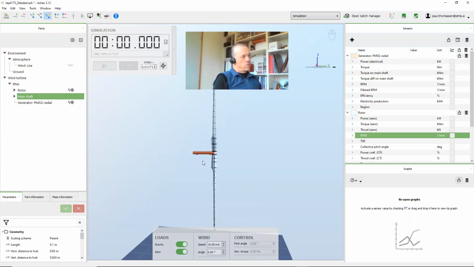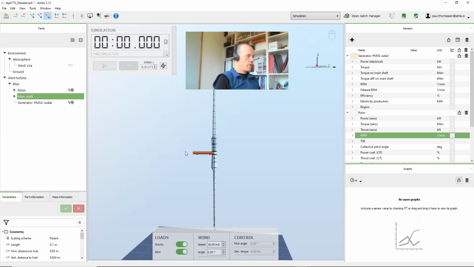And the main shaft is the part connecting the rotor and the generator, except you don't see the generator in ashes, but it's there. It's just not visualized. So the torque difference on main shaft is the difference between the aero torque on the rotor, and the torque from the generator acting in the opposite direction. So you can think of the generator as applying a braking torque on the main shaft.